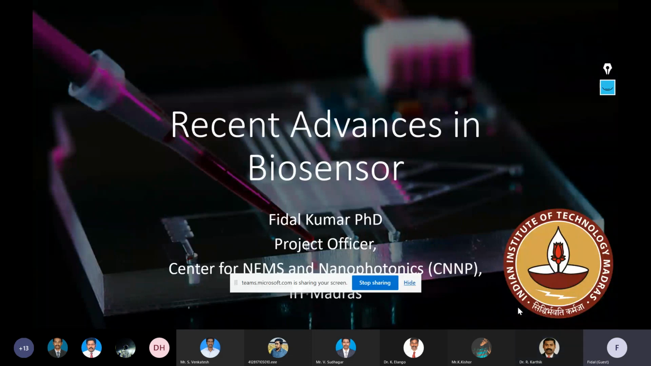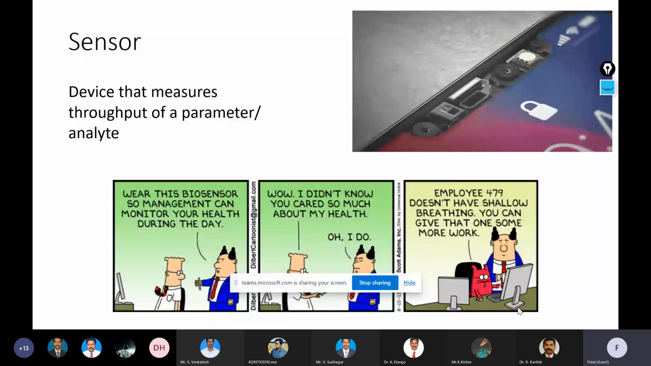I'll be talking about some advances in the biosensor. How I have divided this topic is I'll be going over some of the components or parts of the biosensor, how it is organized, and then I'll be giving some examples of what the advances are and where all it is used. So I hope this talk will be a bit more informative for everyone who is attending this.